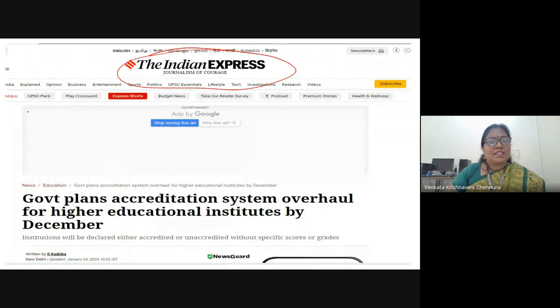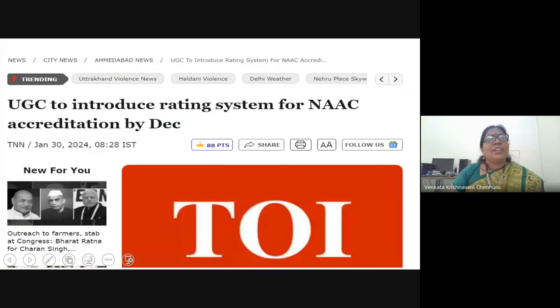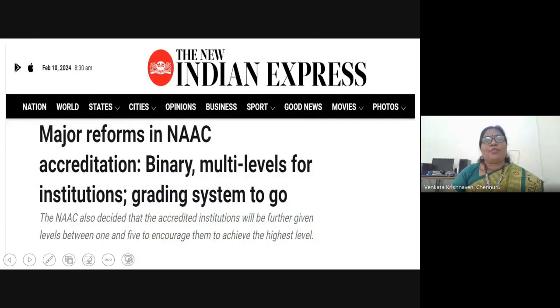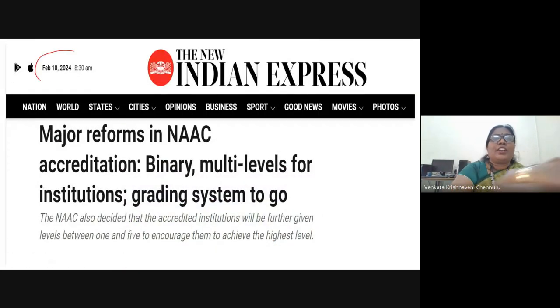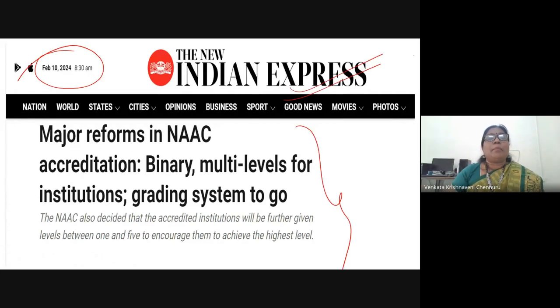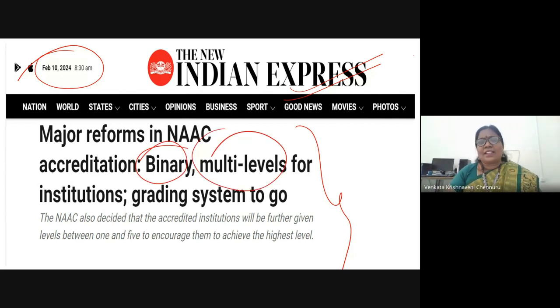In Indian Express, it was said, government plans accreditation system overhaul for higher educational institutions by December. This is the news from January 29th, 2024. In Times of India, UGC to introduce rating system for NAAC accreditation by December, January 30th, 2024. Three days back, February 10th, 2024, the New Indian Express has written that major reforms in NAAC accreditation, binary, multi-levels for institutions, grading system to go. So with all these, we were wondering and expecting that there is some change in the NAAC system.